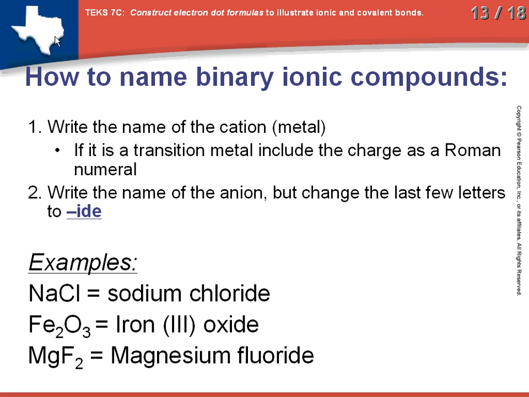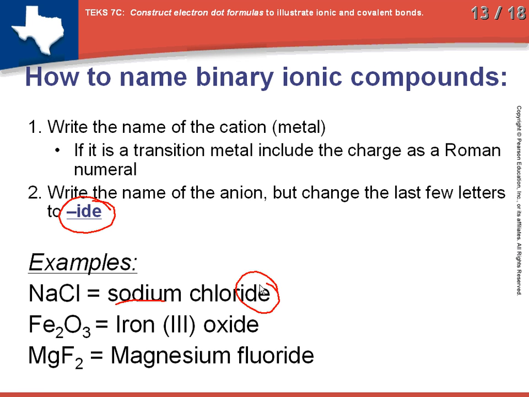It's not enough to know how an ionic bond is made or how to write its formula. You also need to be able to name it, but it's very simple. It's 2 simple steps. First, write the name of the cation, or the metal, as is from the periodic table. If it's a transition metal, make sure you include a Roman numeral to tell you the charge on that transition metal. Then, write the name of the anion, but change the last 2 letters to I-D-E. For example, NaCl. Na is sodium, so we write sodium. And Cl is chlorine, but we don't write chlorine. Step 2 says we have to change it to chloride.